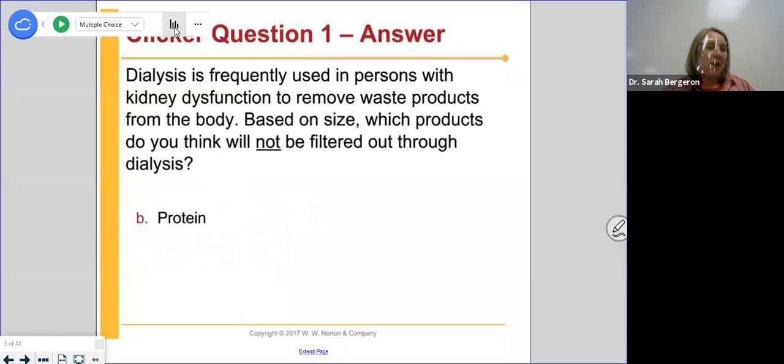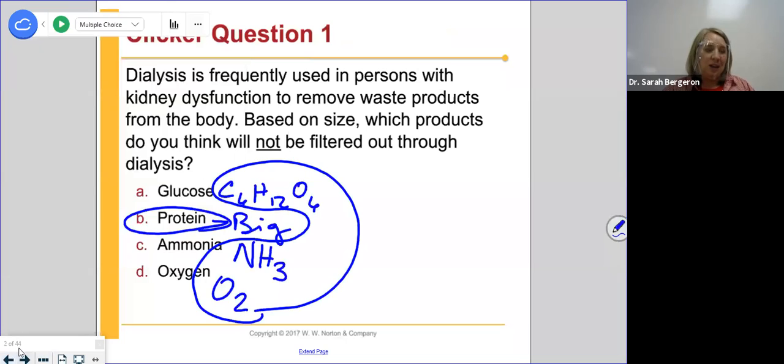What answer choice was that? B. So what did y'all say? Y'all said D. What was D? D's oxygen. Well, you have to think about, in dialysis, you want to remove all of the waste products, right? So are you able to selectively pull out carbon dioxide versus oxygen? No. You actually have to pull it all out and then put back what you want.